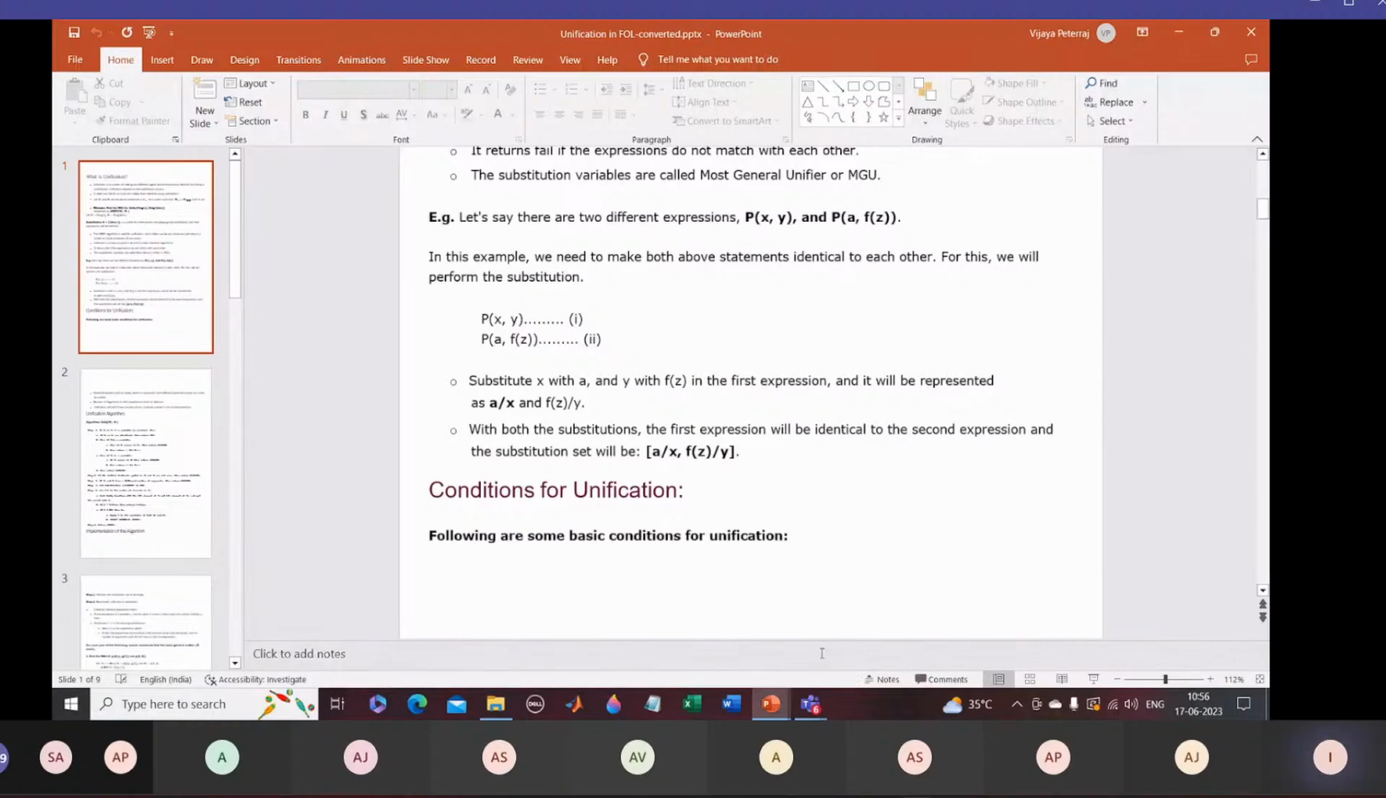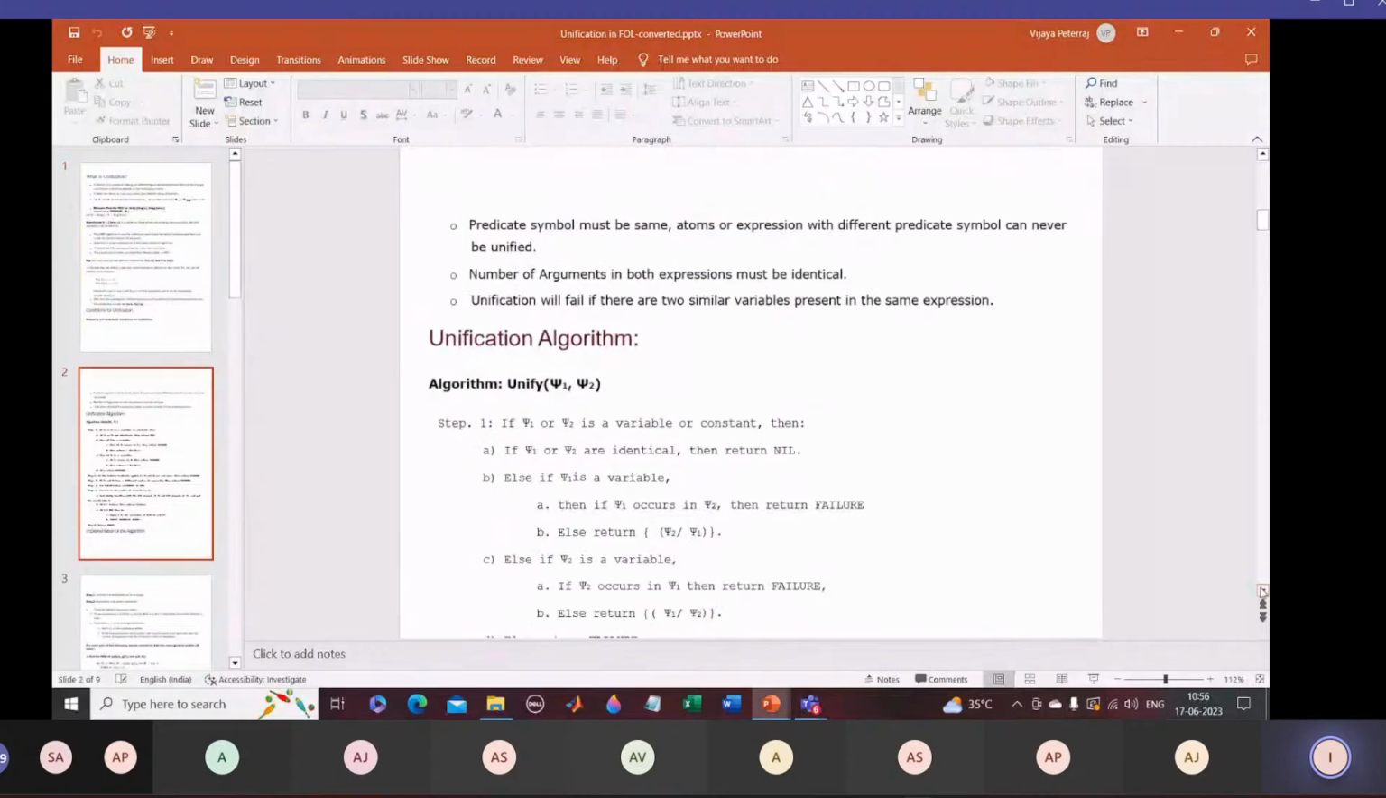Is it audible? So you have some conditions for unification. Let us look into some basic conditions of unification. Your symbols must be the same. Atoms or expressions with a different predicate symbol can never be unified. So when the expressions have different predicates, we cannot unify them. Predicate symbols must be the same. The number of arguments in both expressions must be identical. And unification will fail if there are two similar variables present in the same expression. So these are the conditions for unification.